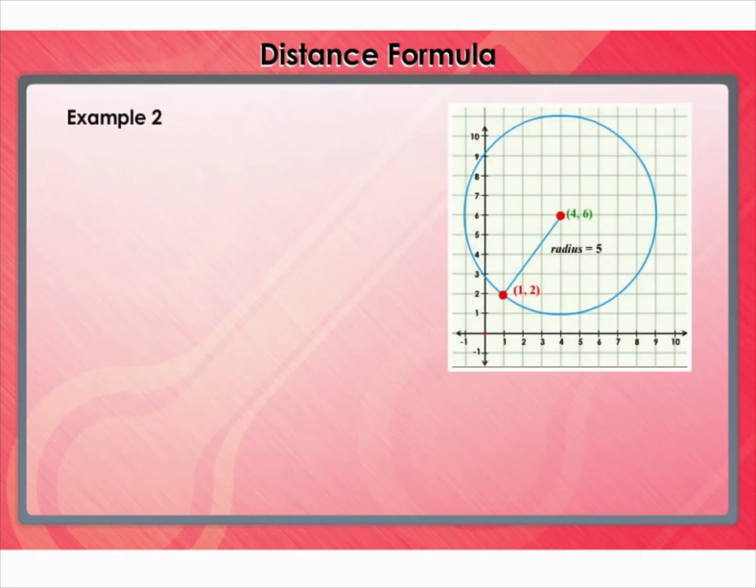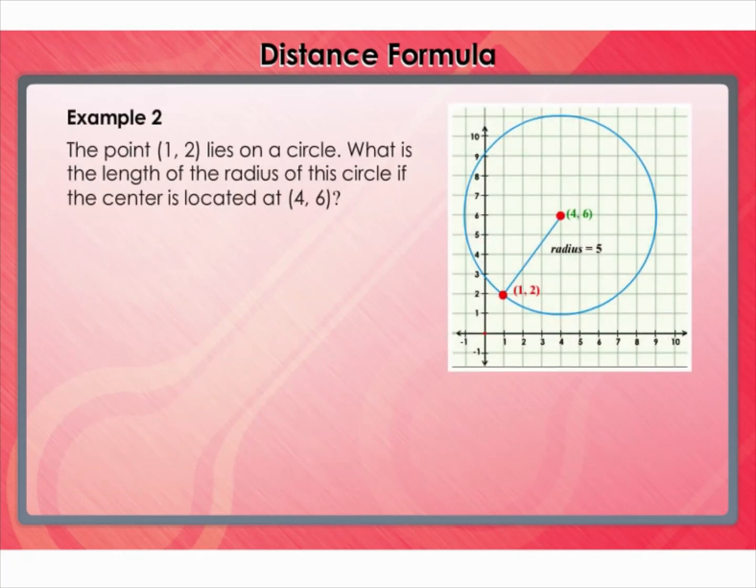Let's work out some examples with the help of the distance formula. Do the points (4, 3), (-3, -4), and (3, 4) form a triangle? If so, name the type of triangle formed.